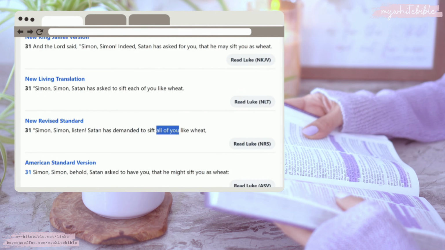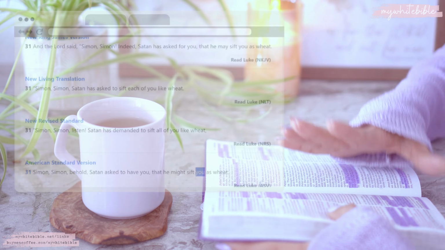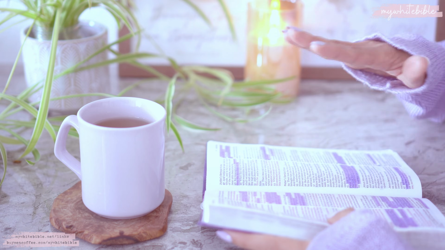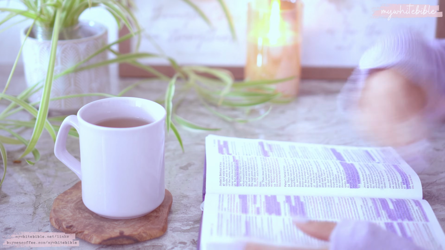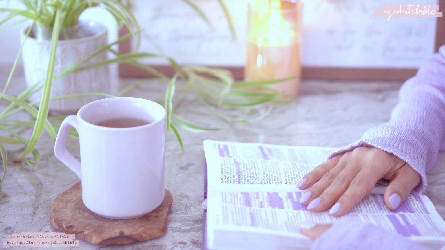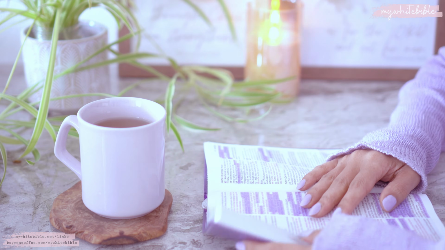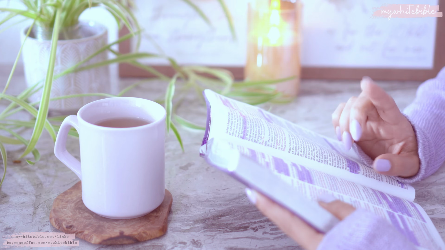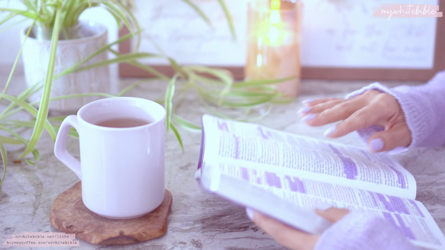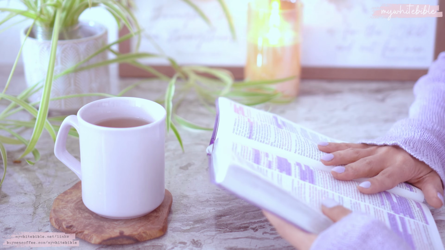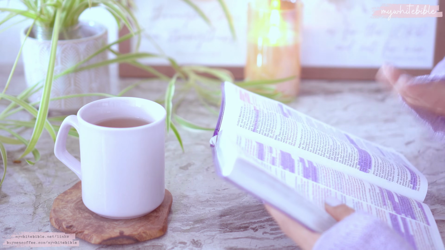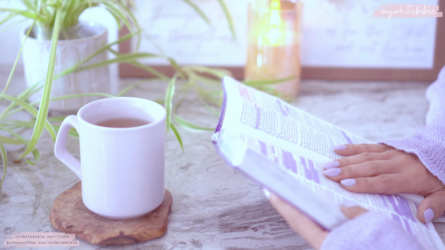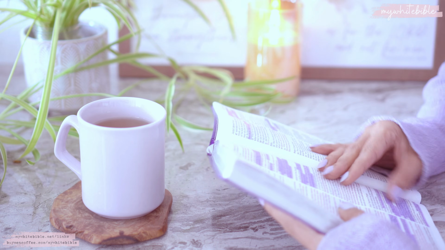But the ESV, the NKJV, NASB, they all just say "you," which when we're reading it in modern English does sound like it's saying Satan wants Simon only, but it's not. It's actually he wants all of them. So I feel like this is a really important distinction to note. Okay, so in summary, when you see "you" or "your," it's more than one person.